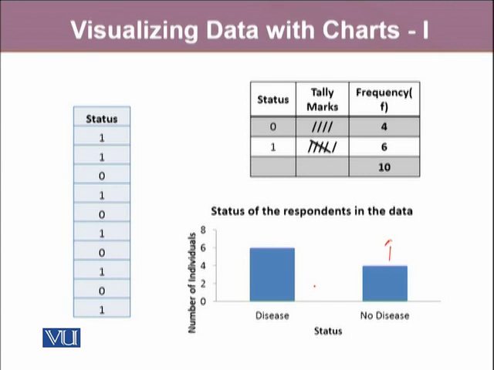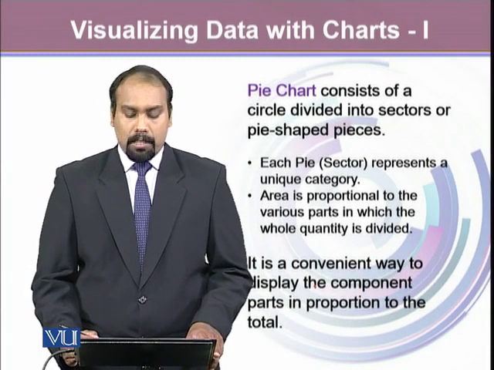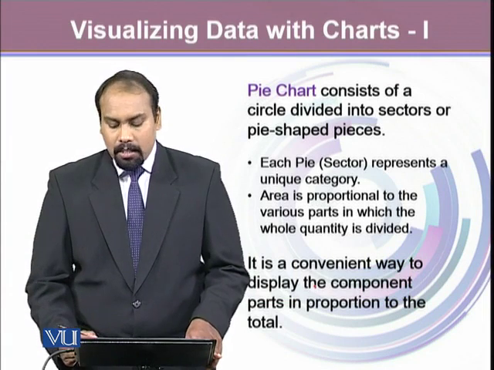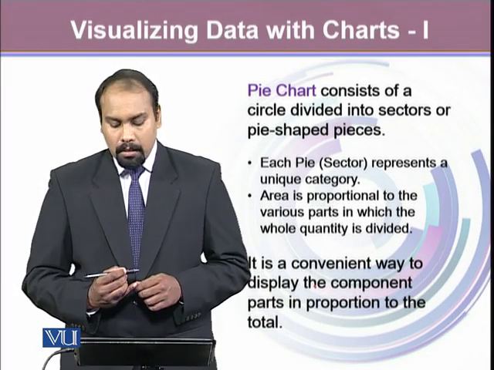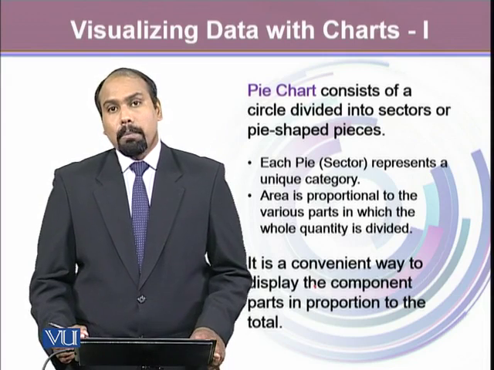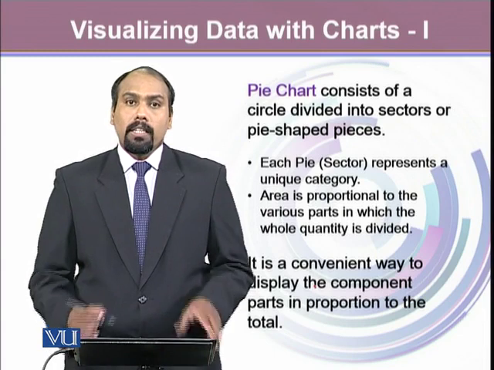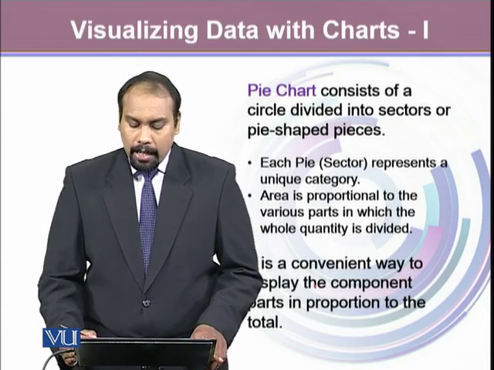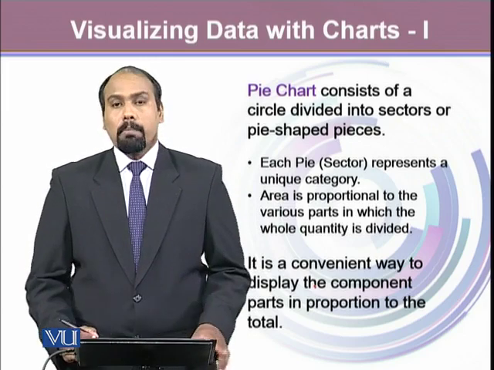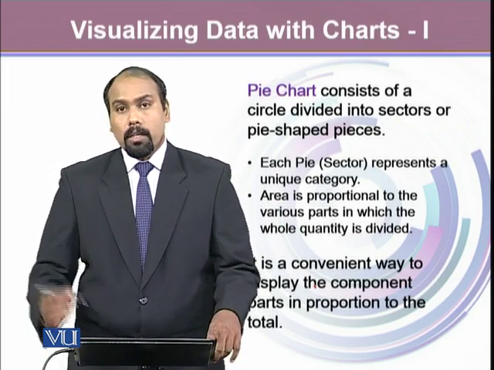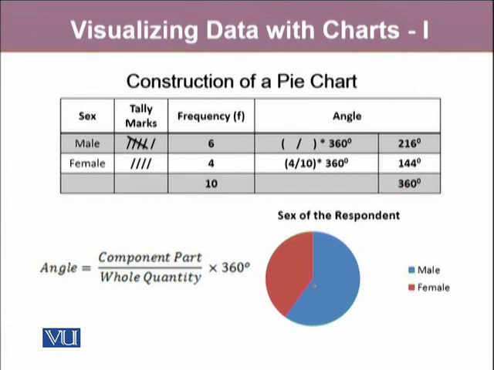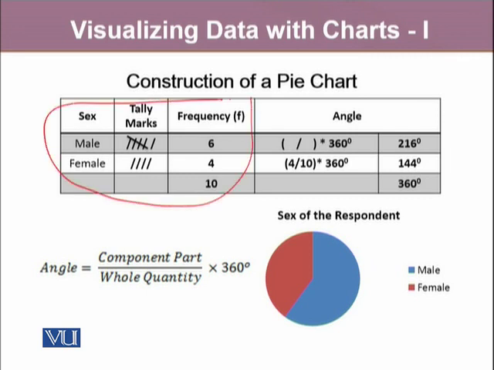Pie chart consists of circles divided into sectors or pie-shaped pieces. Each pie or a sector represents a unique category, and the area of the pie is proportional to the various parts in which the whole quantity is divided. It's a convenient way to display the component part in proportion to the total. Let's say we have this data, and here we are using the sex variable, where we already have the frequency distribution that we have been talking about so far.